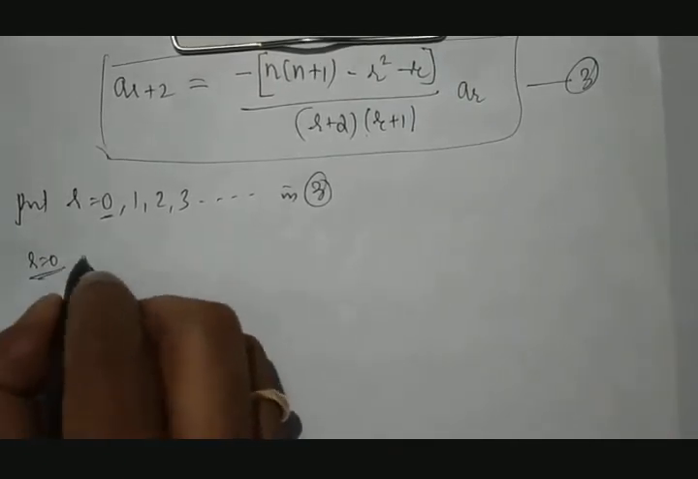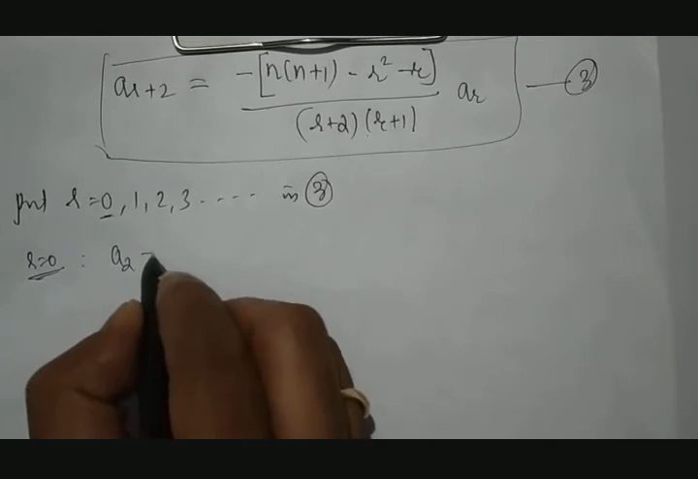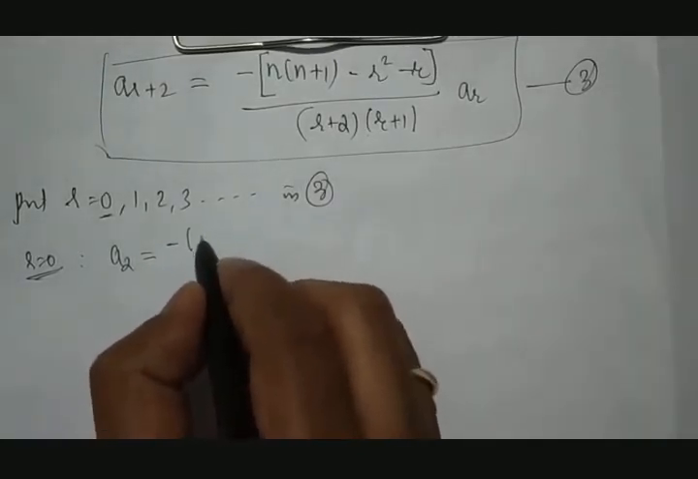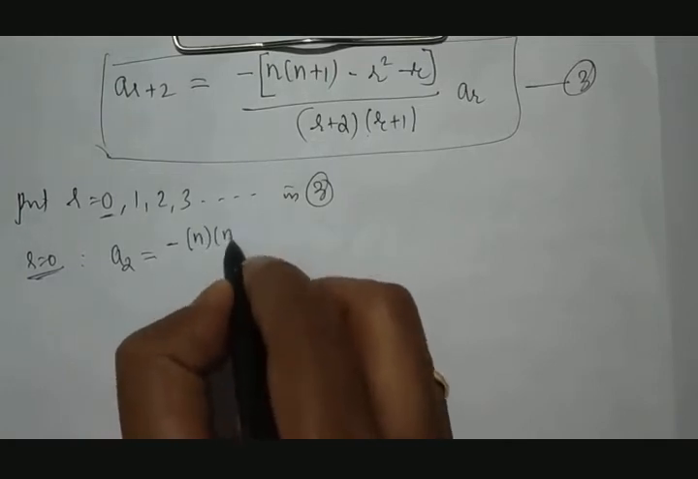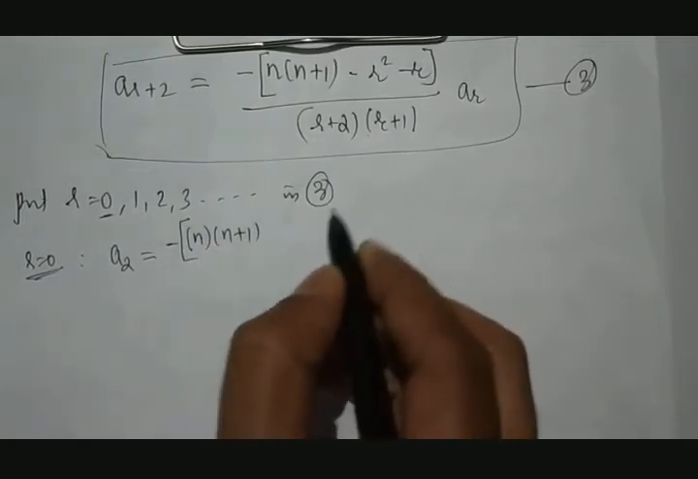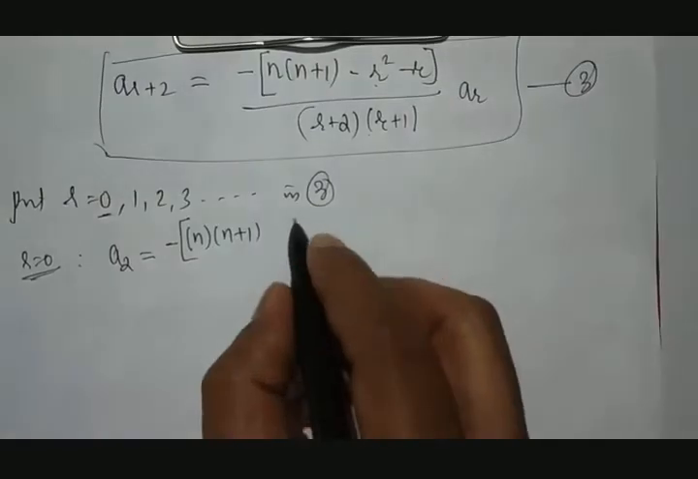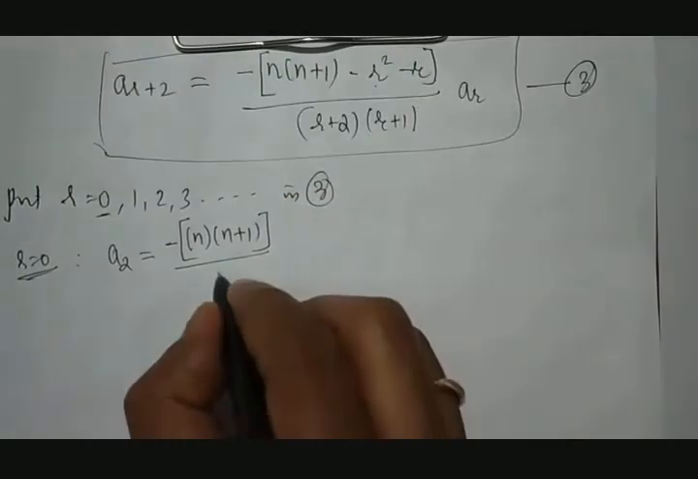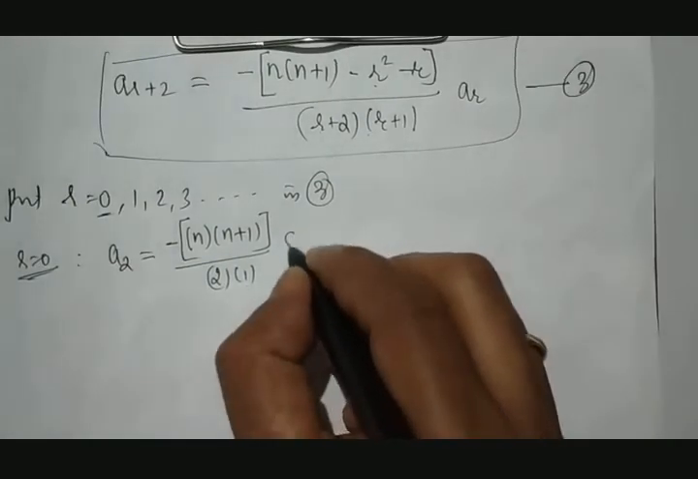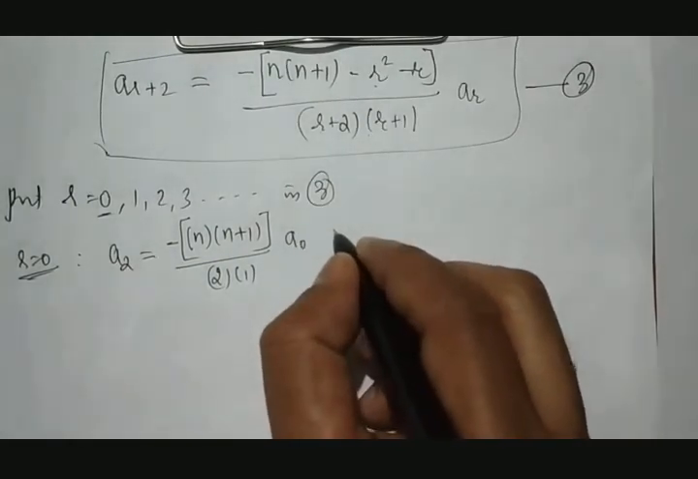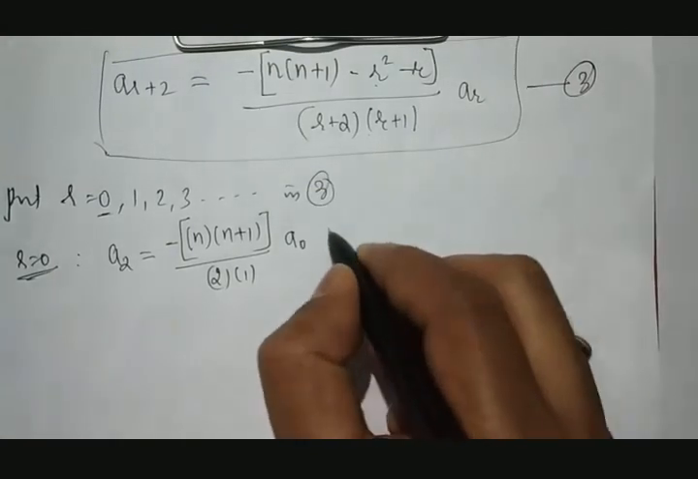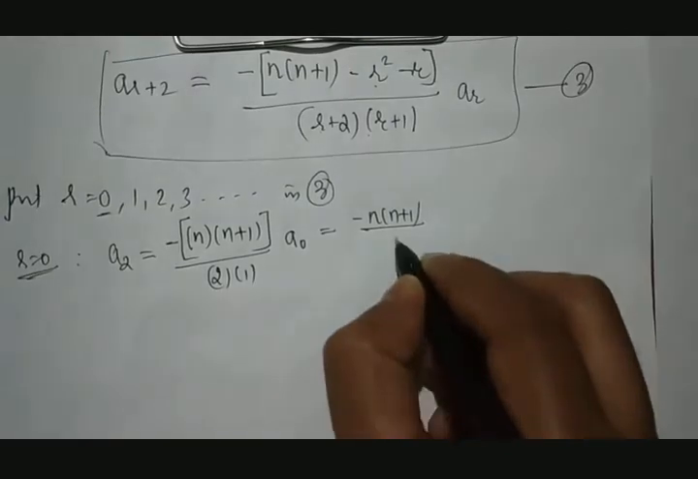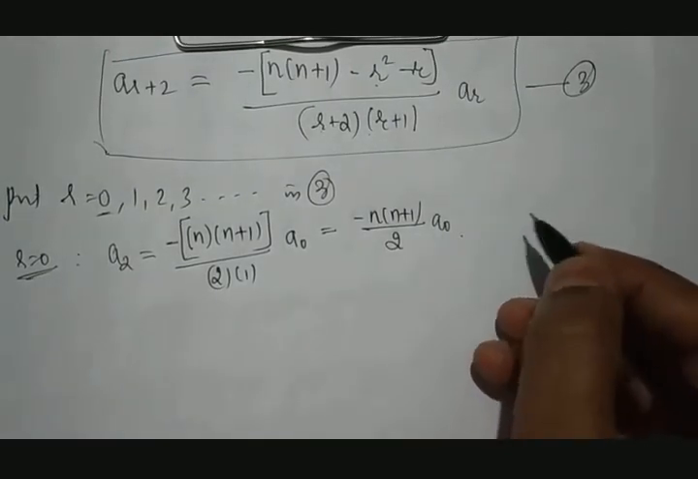Put r equal to 0, then we'll be getting a2 equal to minus n into n plus 1, 0, 0, this is gone, divided by 0, so it is 2 into 1 into a naught. Fine. A naught, so which is nothing but minus n into n plus 1 divided by 2 into a naught.